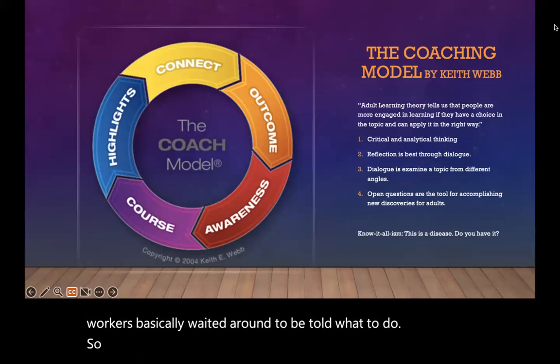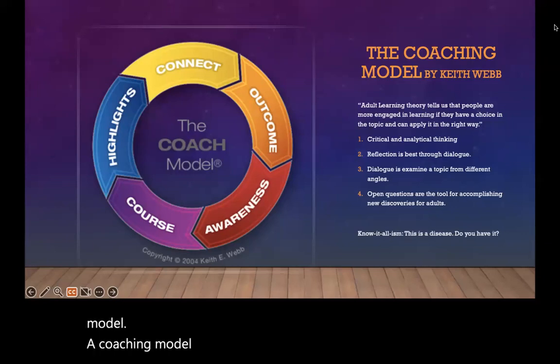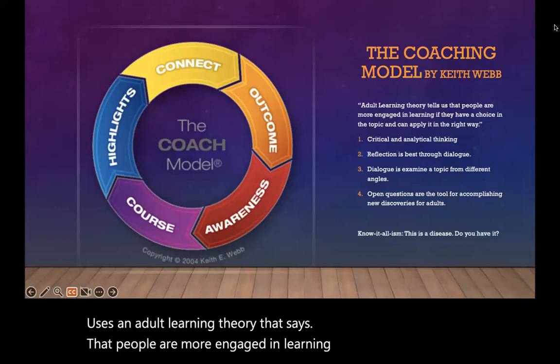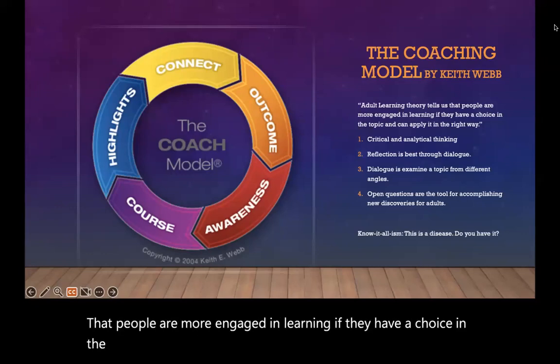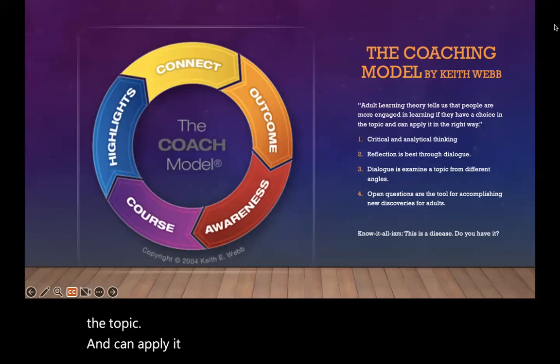So those are two models that are very different from a coaching model. A coaching model uses an adult learning theory that says that people are more engaged in learning if they have a choice in the topic and can apply it right away.